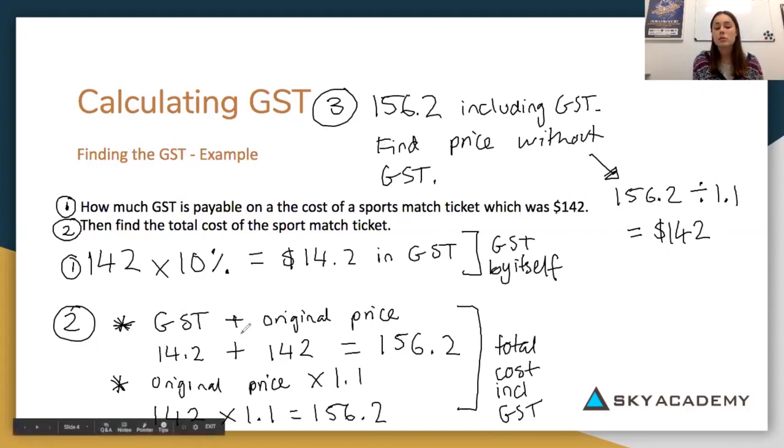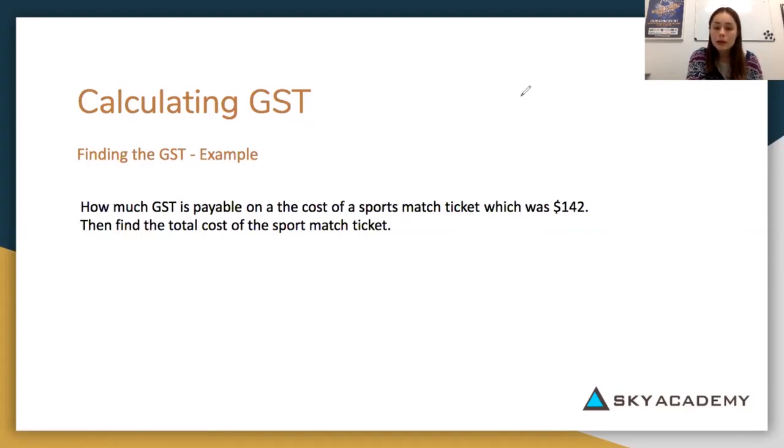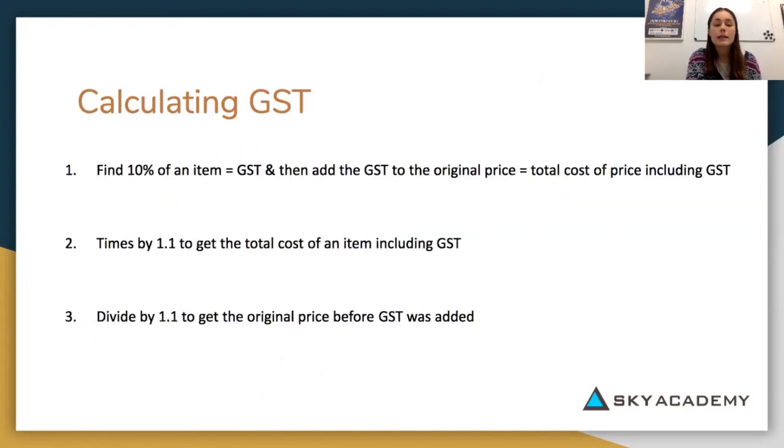And so in summary, we have a slide here that explains the 3 different ways to do it. So this is find 10% of an item to find GST, and then you can add the GST to the original price to get the total cost of a price including GST, or you can just times by 1.1 to get the total cost of an item including GST, and then you can divide by 1.1 to get the original price before GST was added.